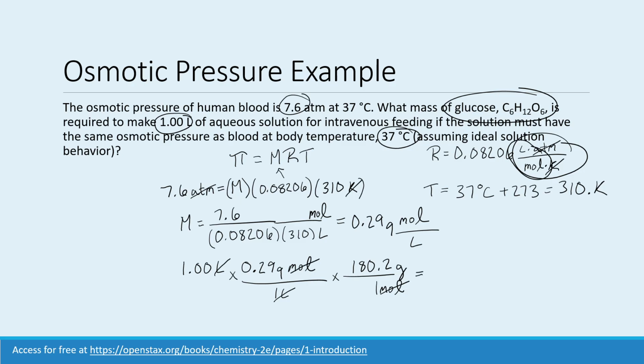So moles cancel out. It leaves us with grams of the solute, and rounded to two significant figures because, again, that osmotic pressure was 7.6, and so we get 54 grams of glucose, C6H12O6.